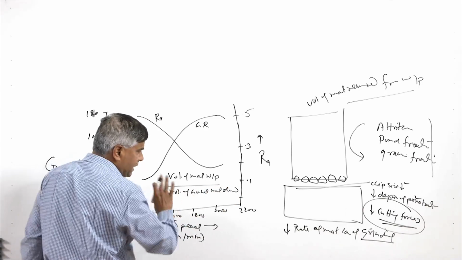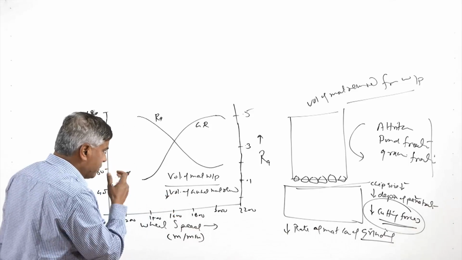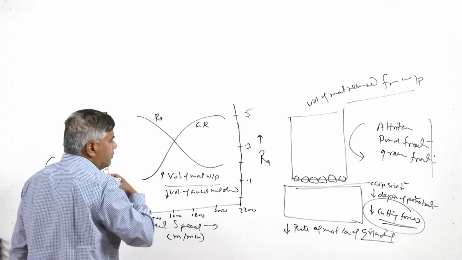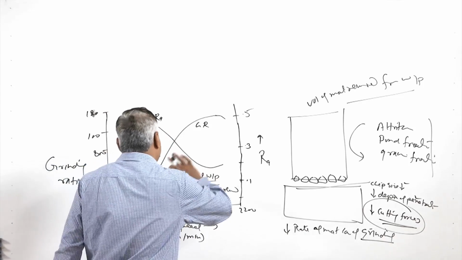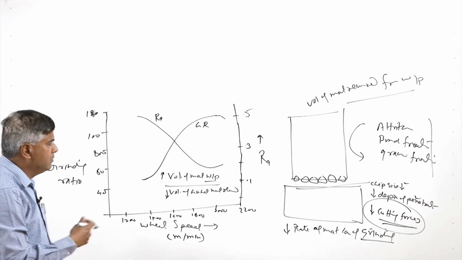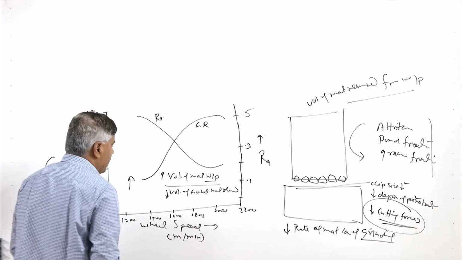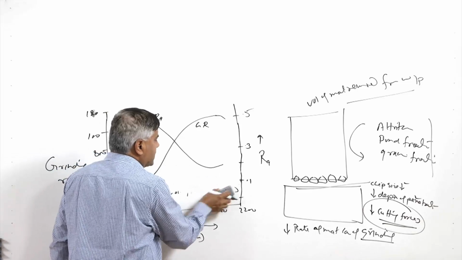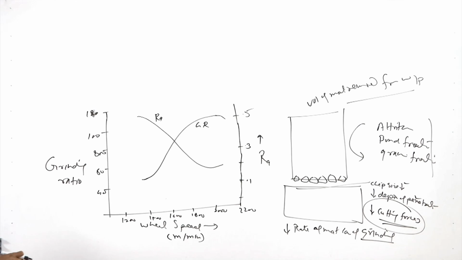So, with the increase of the wheel speed, the volume of material loss from the grinding wheel is decreasing, while the volume of the material being removed from the workpiece due to the grinding action is increasing. So, the increasing volume of material removed from the workpiece and a decrease in the volume of material removed from the grinding wheel, these two lead to the increase in the grinding ratio. So, this is one thing, and the second can also be easily understood with regard to the roughness.